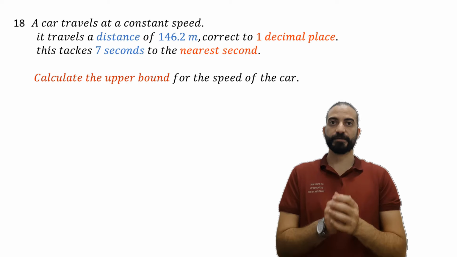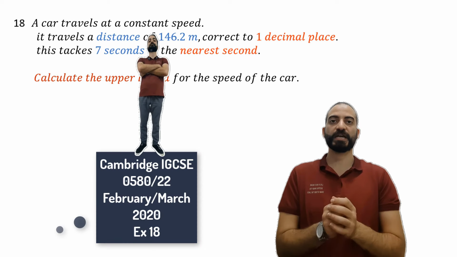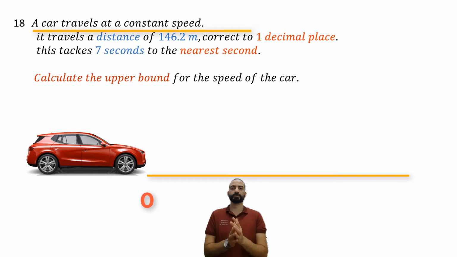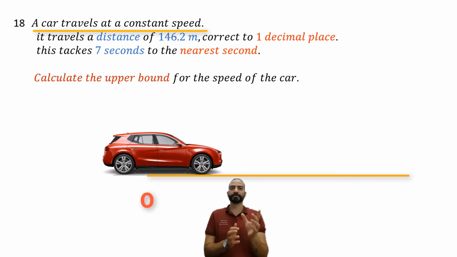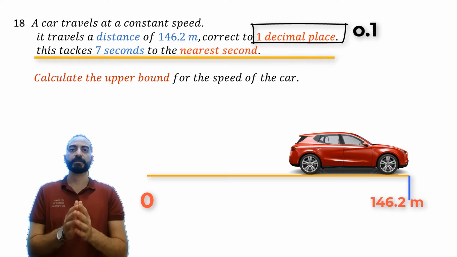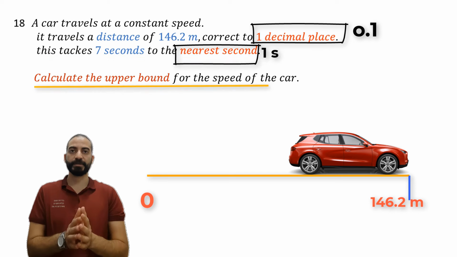Hello everyone, we will start by solving question 18 of the Cambridge IGCSE 2020 exam. This question tells us that a car travels at a constant speed. It travels a distance of 146.2 meters, correct to one decimal place. This takes 7 seconds, correct to the nearest second. Calculate the upper bound for the speed of the car.